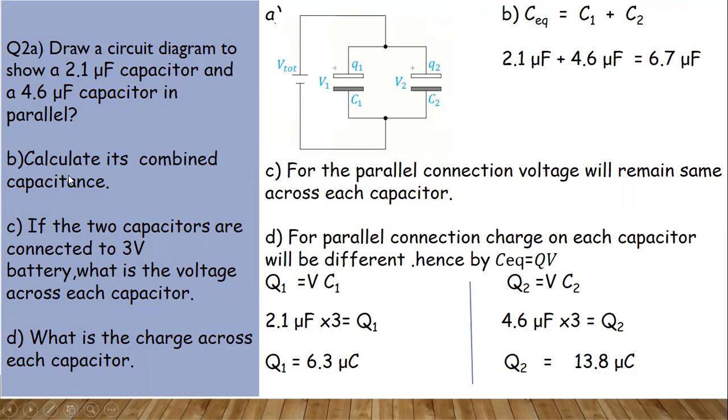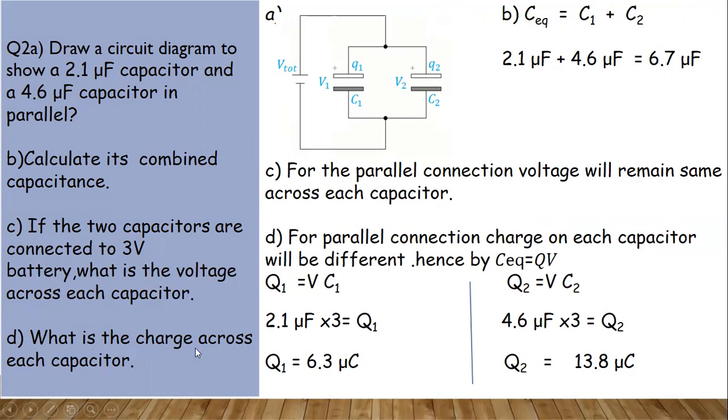Now the third part is, if the two capacitors are connected to a 3 volt battery, what is the voltage across each capacitor? Since V total is 3 volts and these two capacitors are directly connected to this battery, we can say that V1 is equal to V2 and both are 3 volts. So that will remain the same across each capacitor.